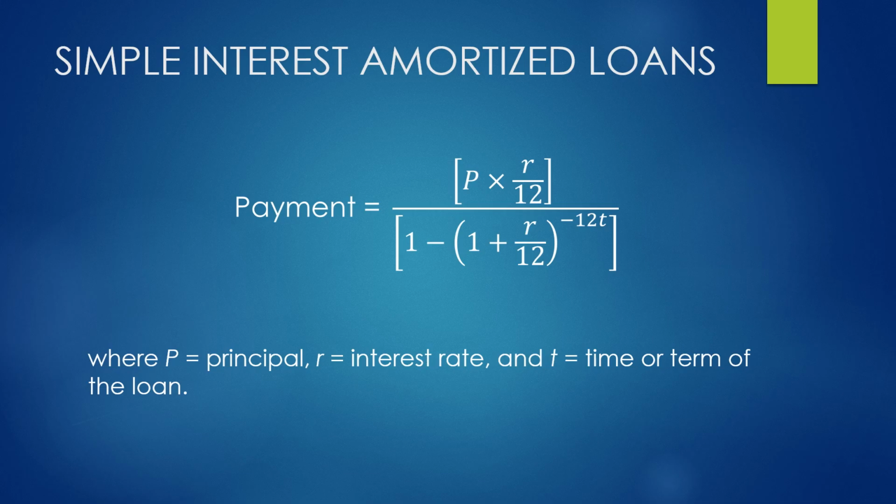So here's what you need to know. You got to know the principal, so that's how much you're paying for, let's say, the car or the house. You got to know the interest rate, and you got to know the time or the term of the loan. So how long are you financing this thing for?